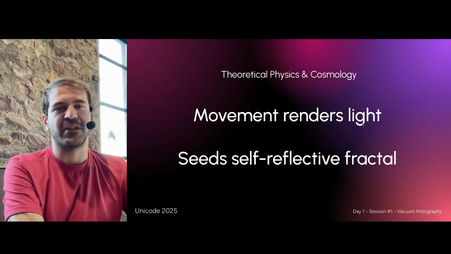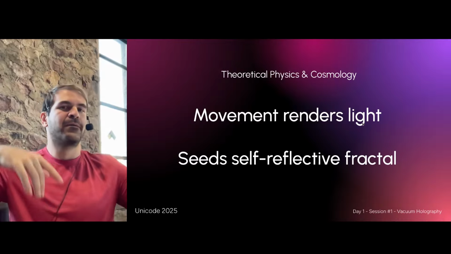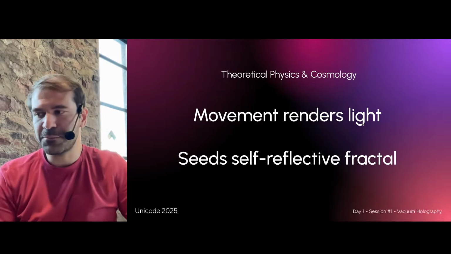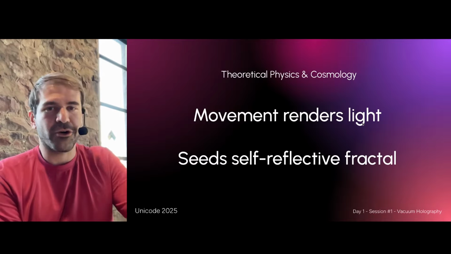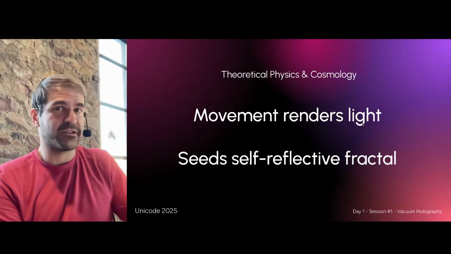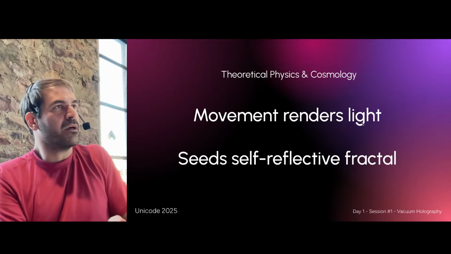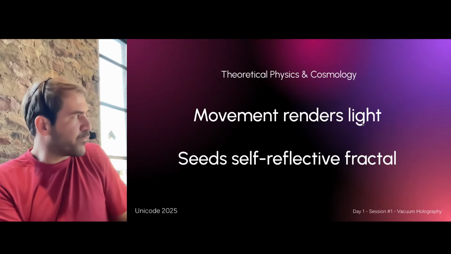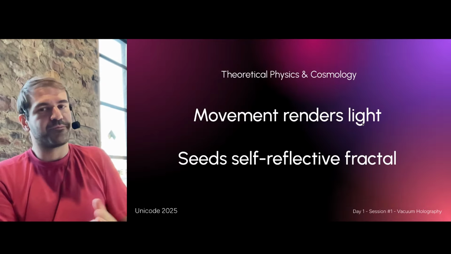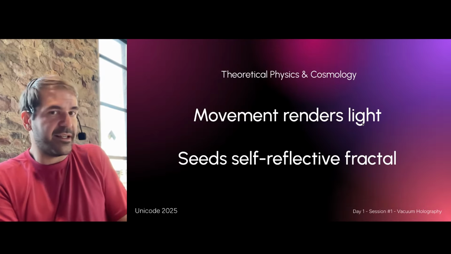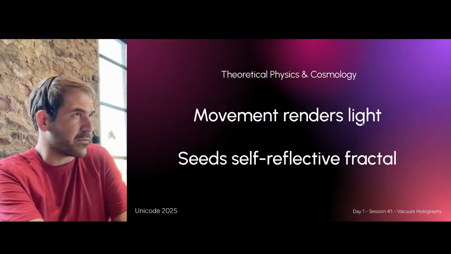So movement renders light. It seeds a self-reflective fractal. Yeah, this is pretty damn... So we're starting to get a little bit more into the quantum gardening session 2 now, because what we're saying is that everything is seeded. And when something's seeded, it's a self-reflective fractal. It's seeded, and it grows into a self-reflective fractal experience.